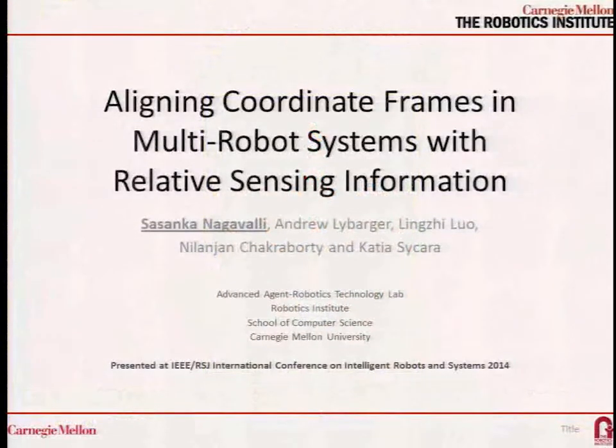Hi, everyone. I'm Sasank Nagavalli, and I'm going to be presenting some work done at the Robotics Institute at Carnegie Mellon University on aligning coordinate frames in multi-robot systems with relative sensing information. This work was done in collaboration with Andrew Leverger, Lindsay Lau, Nilanjan Chakraborty, and my advisor, Katia Sycara.